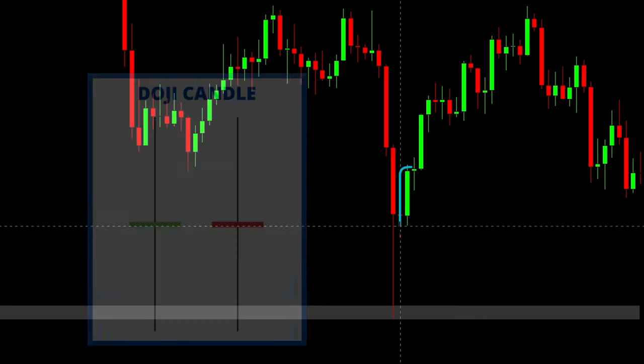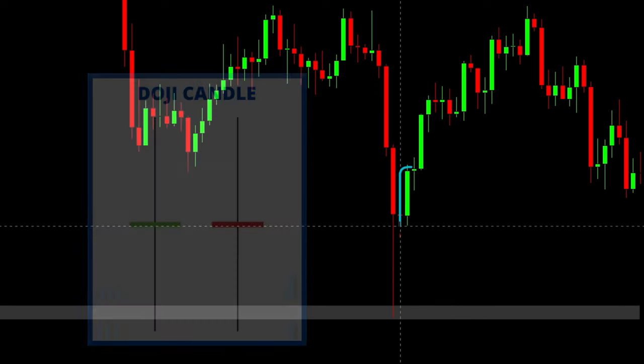And now I remember that I forgot to mention this, but of course, the shooting star needs to appear after an uptrend. Remember, it's the opposite of the hammer. And as you can see, in this case, we had an uptrend, the shooting star appeared, and this is a pattern indicating a potential reversal to the downside.